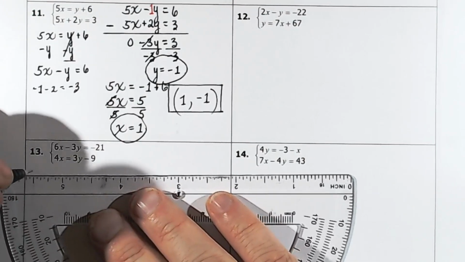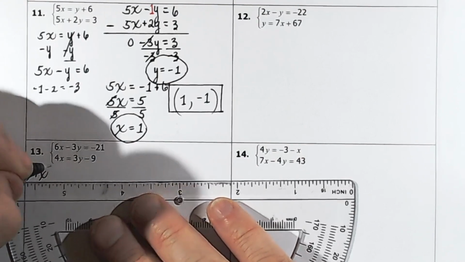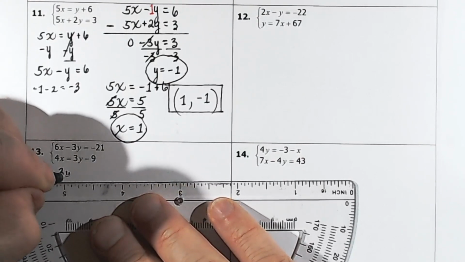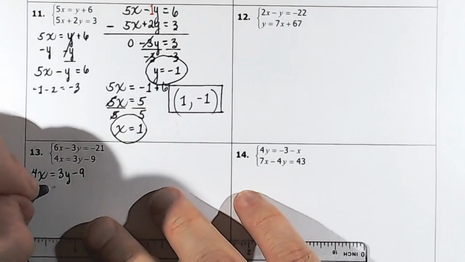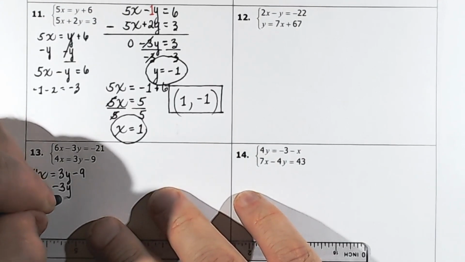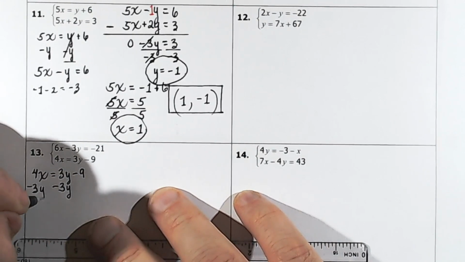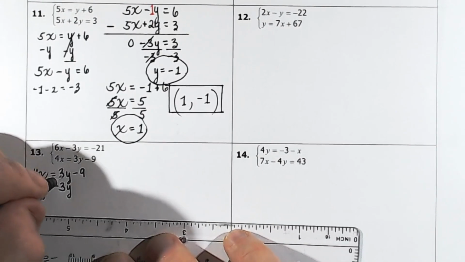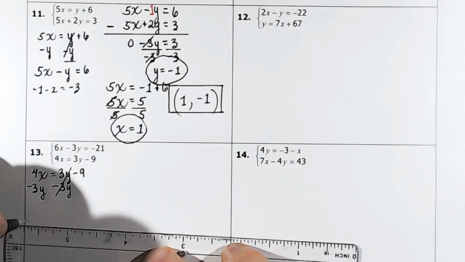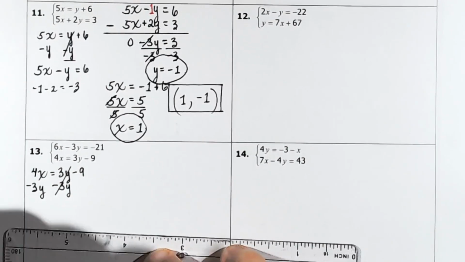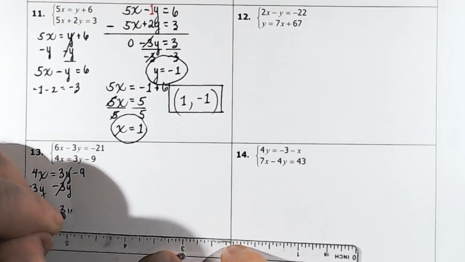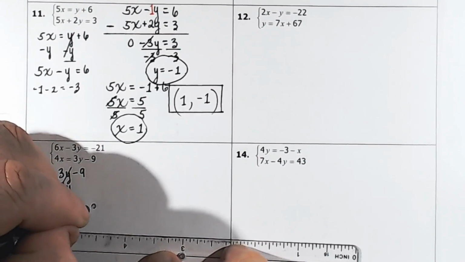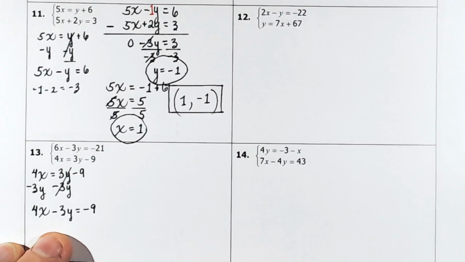So let's do that. 4x equals 3y minus 9. And the very first thing we need to do here is subtract 3y from both sides. On the right side, those cancel. And on the left side, I have two different variables, so they don't mix. So I'll just write 4x minus 3y equals -9. And now I've got the equation in a form that is similar to the equation above it, okay?